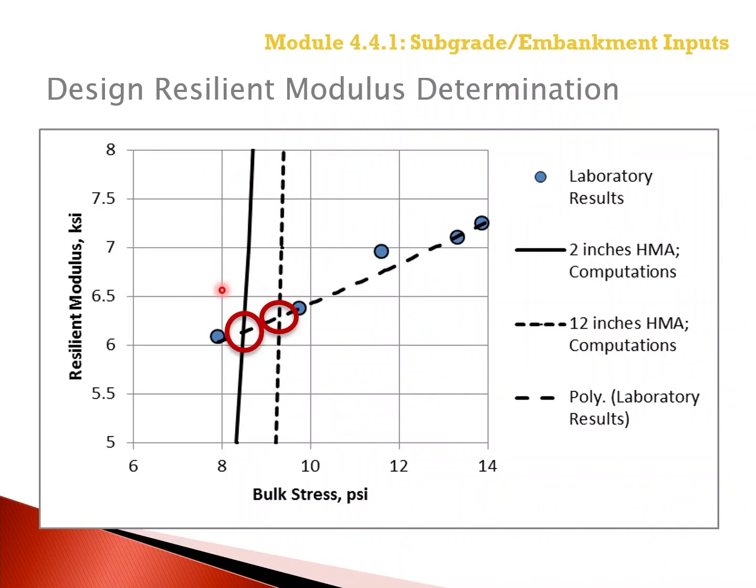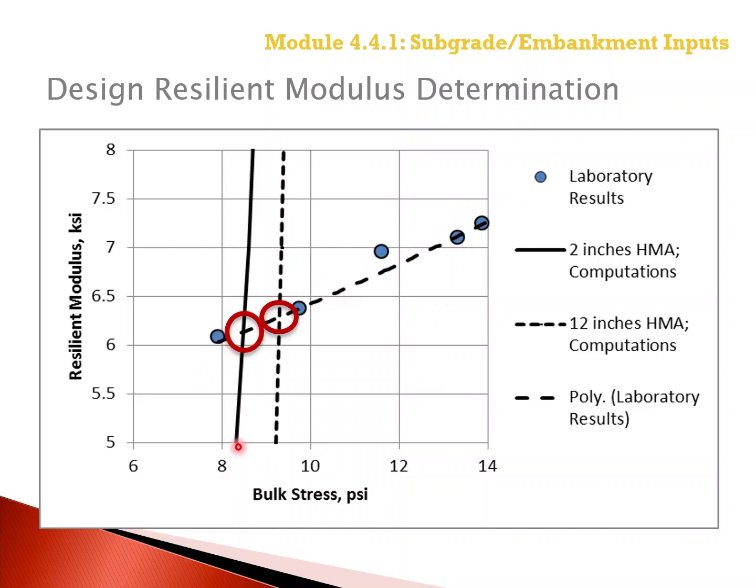This slide includes a similar example to determine the design resilient modulus, but for a stress hardening soil. The concept is the same in terms of the two different pavement structures to illustrate the potential differences in the design resilient modulus of the subgrade and or embankment soil. So this data here represents a coarse-grained soil, which shows the resilient modulus increasing, stress hardening, with bulk stress. And this is the relationship from the laboratory.